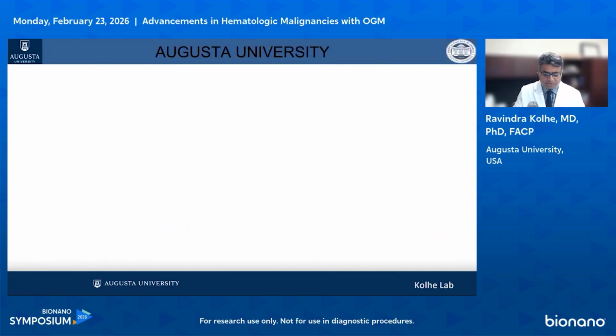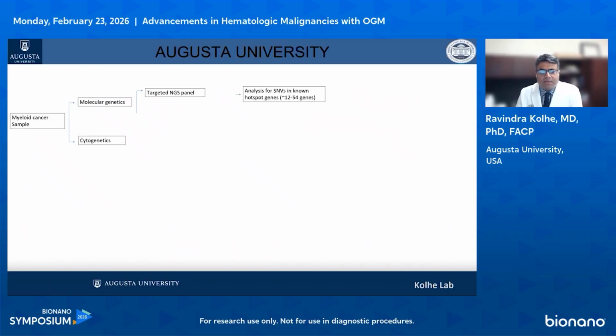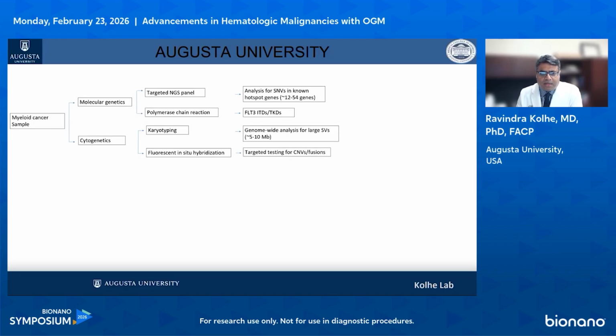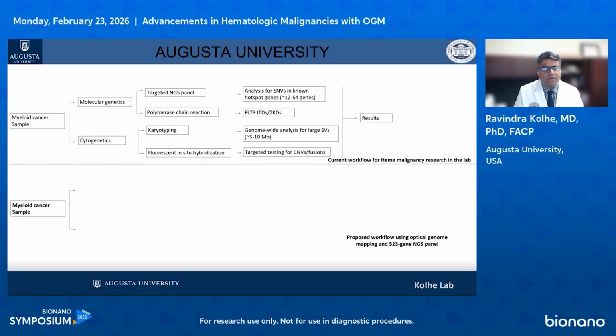So at Augusta University, in our research lab, what we do for a myeloid sample, we combine molecular genetics and cytogenetics. The molecular genetics mainly cover targeted NGS panels, about 54 genes, PCR for FLT3, cytogenetics, again, karyotyping and FISH. And as you know, karyotyping has a limitation about the structural variant sizes, and the FISH is, again, very targeted. And then you look at the results and analyze the outcome of those assays.